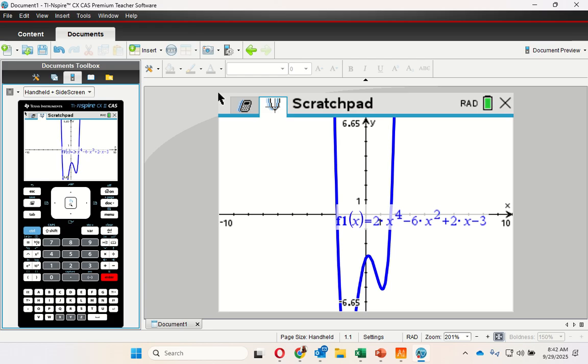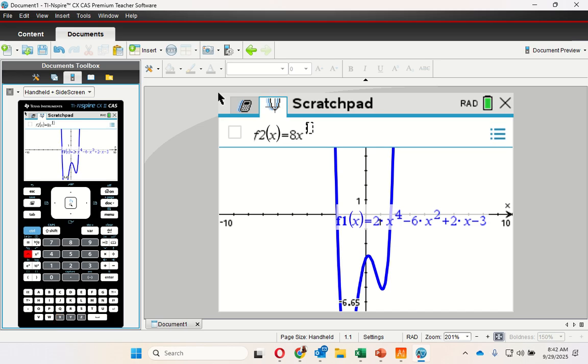Now, for those people that are actually following along on their calculator, because this skill is going to be important: to add another graph, I hit the tab button, and it's going to open that one up. So this next one's going to be 8x to the third minus 12x plus 2.